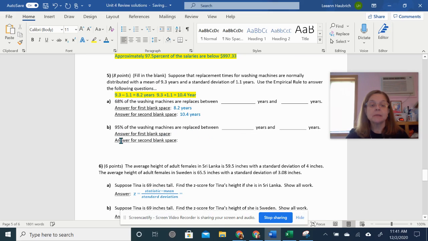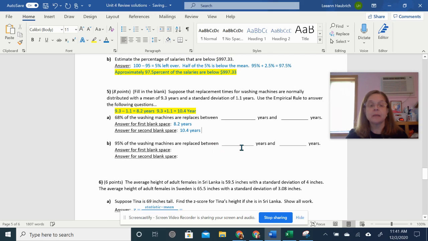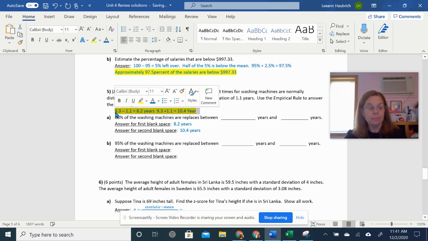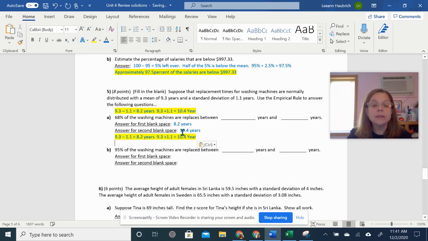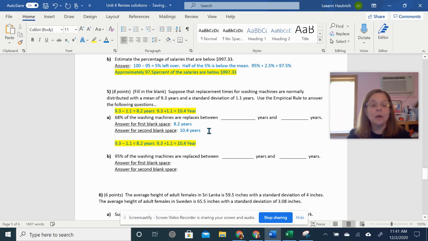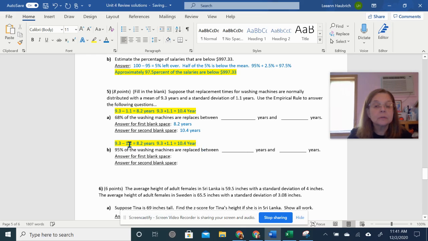This says the washer machines for 95%. So I need twice of 1.1. 1.1 times 2 is 2.2. So I'm just going to take this same thing, be a little lazy, and change the 1.1 to 2.2.